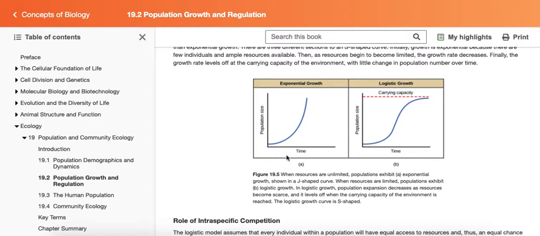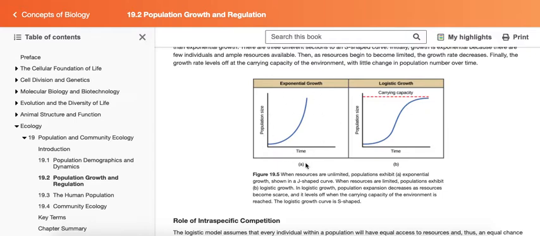In exponential growth, this is a model where resources tend to be somewhat unlimited for the organism. And in logistic growth, this is a model where the environment only has a certain amount of resources available to the organism, and so the organism has a point where it tops out.